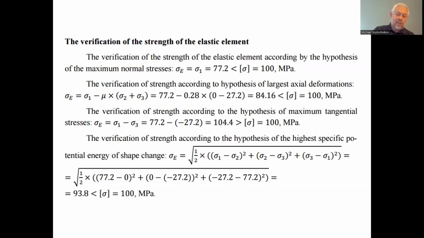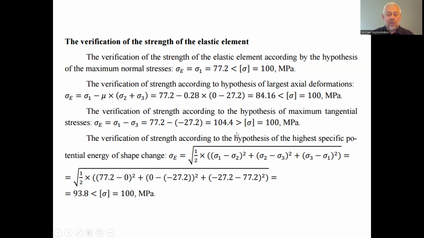The first one is the simplest, the concept of the maximal normal stresses. We assume that the equivalent stress is equal to the maximal normal stress. The maximal we have in the first direction is 77.2, and this is less than the permissible normal stress assigned in the exercise, 100 megapascal. We will say hypothesis, not concept, of the maximal normal stresses. The check of strength is done. So we have 77.2 less than the permissible stress of 100.